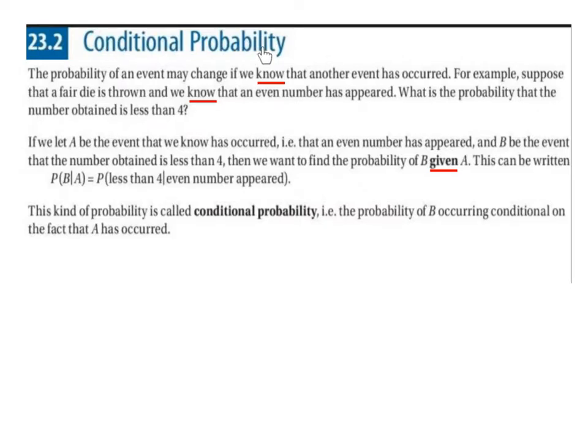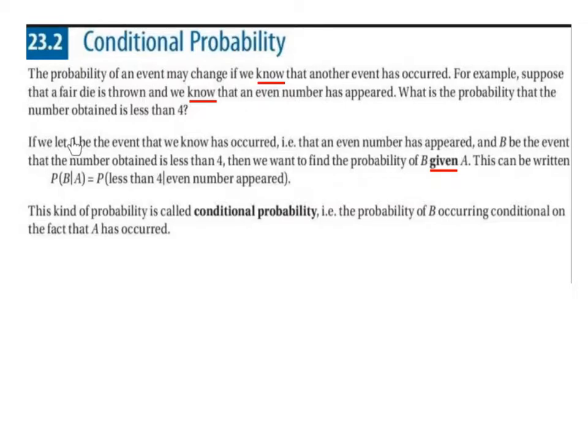Conditional probability. The probability of an event may change if we know that another event has occurred. For example, suppose that a fair die is thrown and we know that an even number has appeared. What is the probability that the number obtained is less than 4?